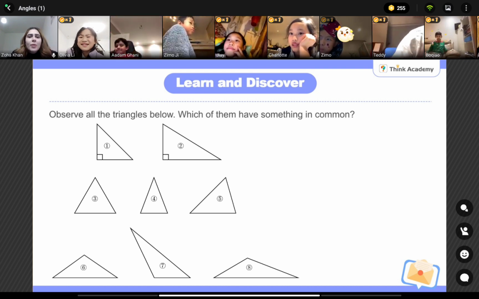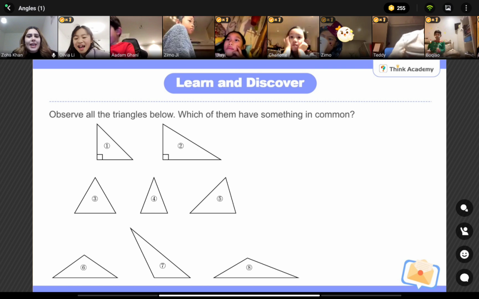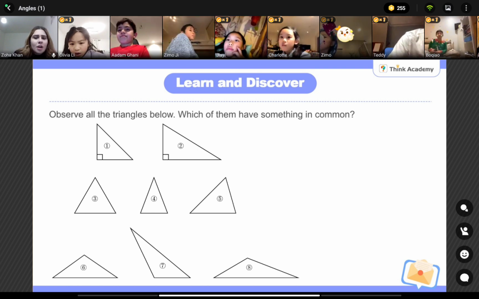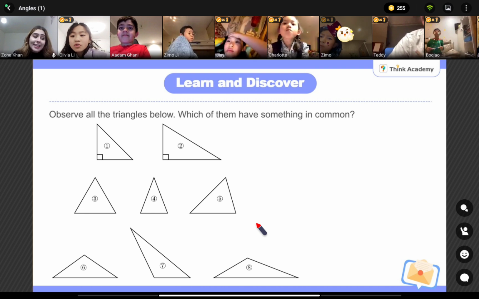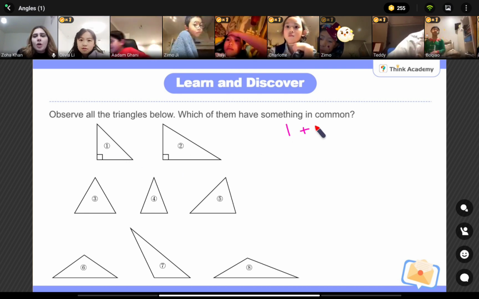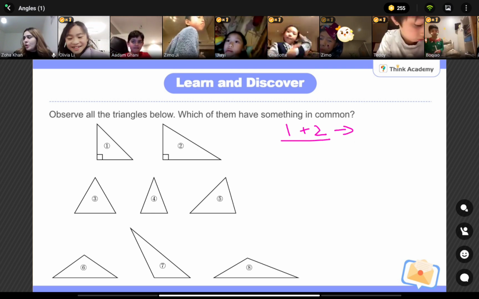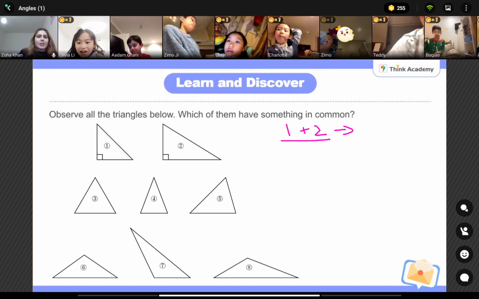So we're going to look at all of these triangles. Which of them have something in common? Well, let's have a look, okay? What do we think they have in common? Well, we're going to have a look at this one together, okay? So the number 1 and number 2, what do they have in common? Can someone tell me? Yes, Anthony. What do these two have in common, number 1 and 2?